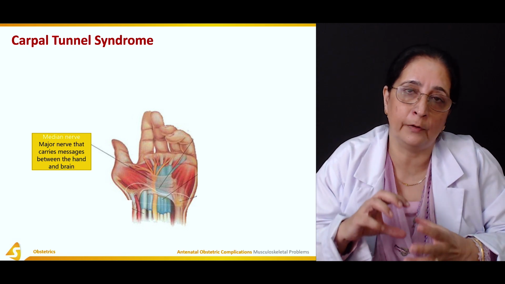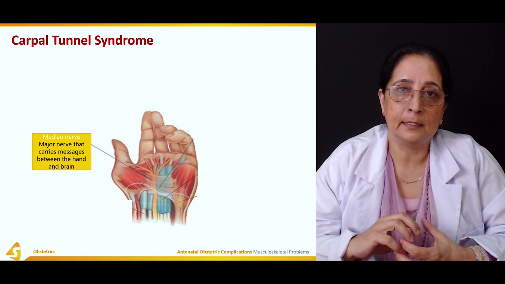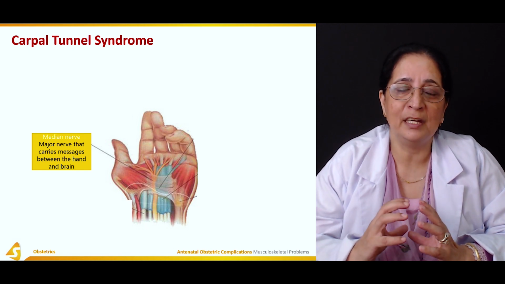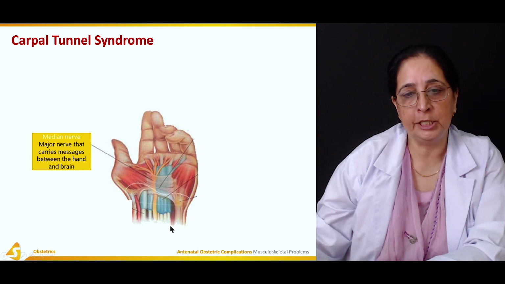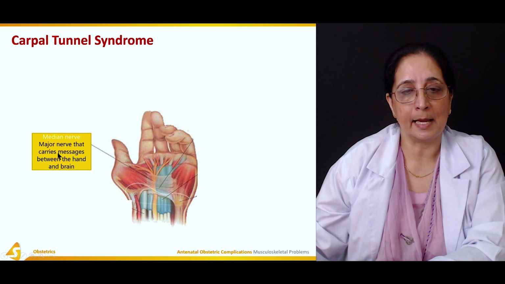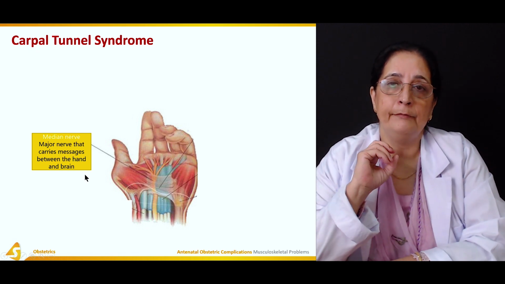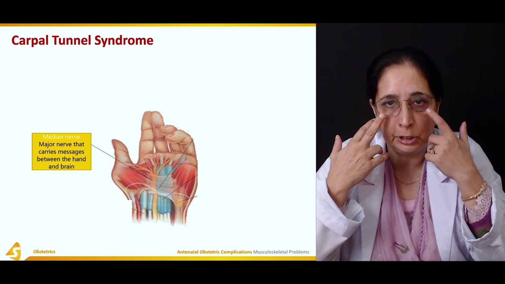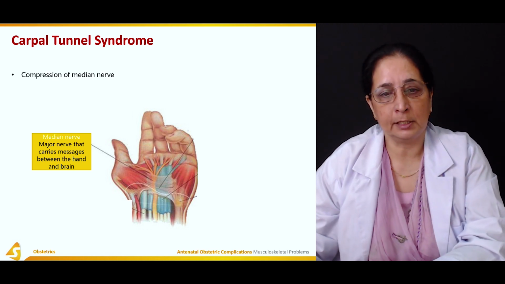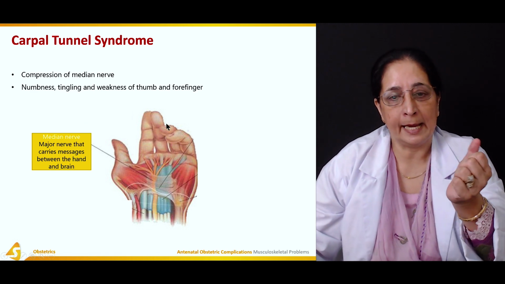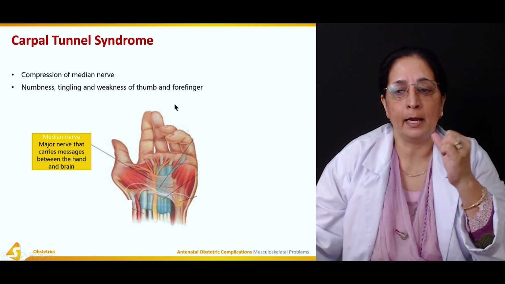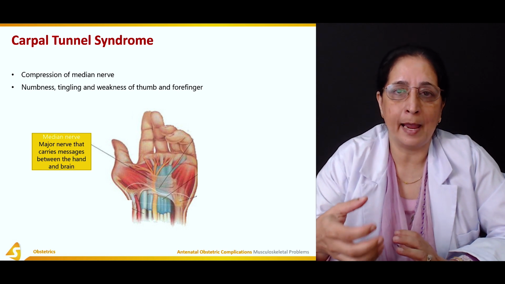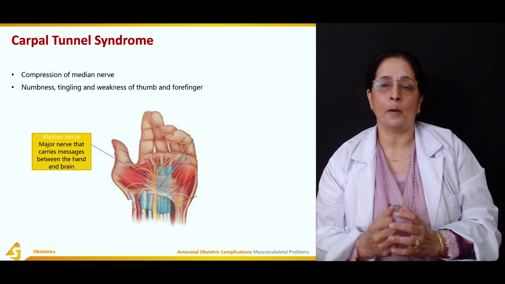When there is compression of this median nerve as a result of carpal tunnel syndrome, there is tingling and weakness in the hand, and it's a very painful condition. The median nerve is the major nerve that carries messages between the hand and the brain. If compression of the nerve occurs, messages are not transmitted well, and this can lead to different features like numbness of the hand, tingling, and weakness of the thumb and forefinger. When it becomes very bad, it's usually very hard to hold objects in the hand.